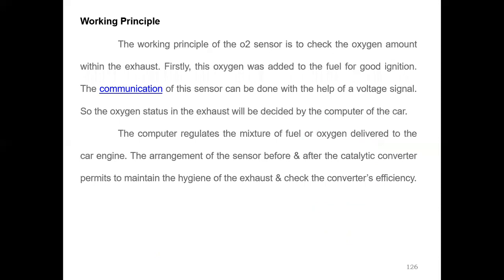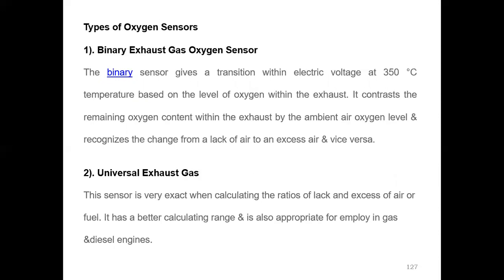The working principle of the O2 sensor is to check the amount of oxygen in the exhaust. First, oxygen is added to the fuel for ignition. The communication of the sensor can be done with the help of a voltage signal. So the oxygen status in the exhaust will be decided by the computer of the car.